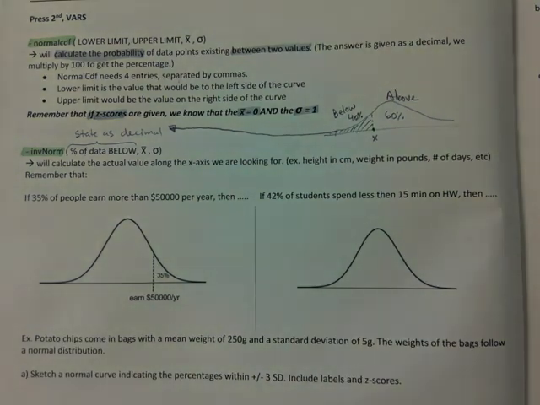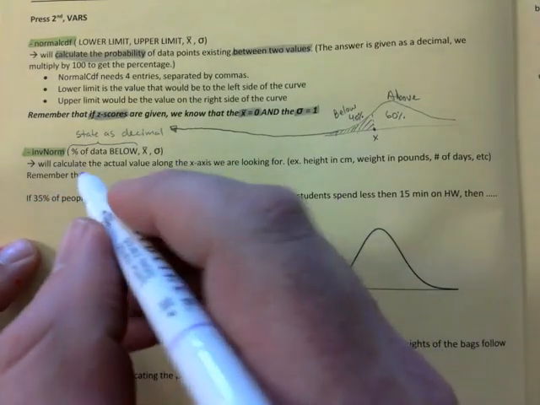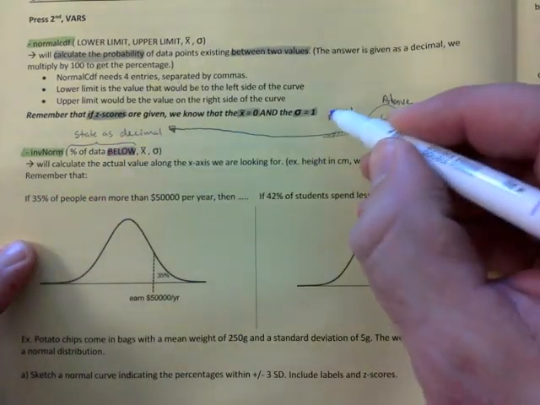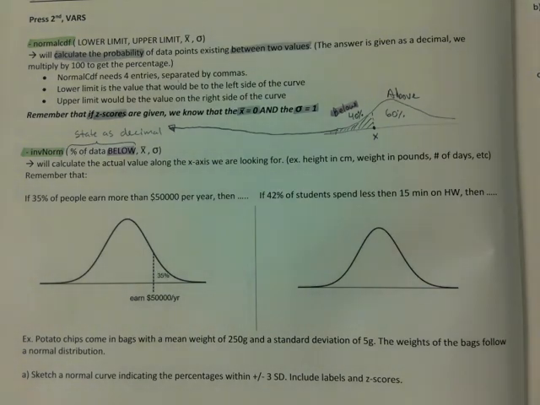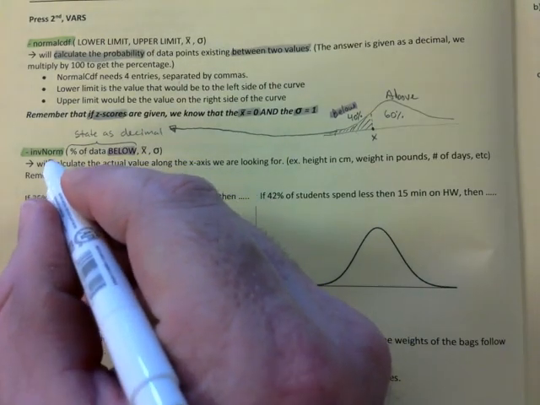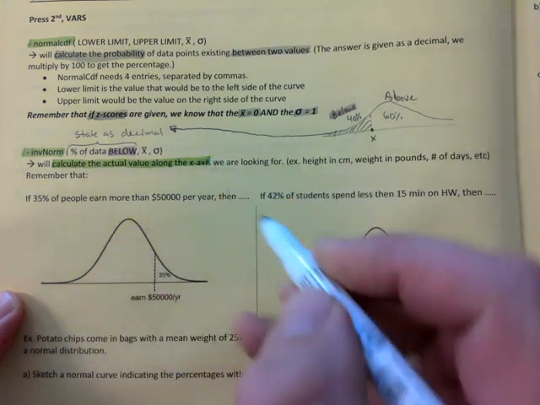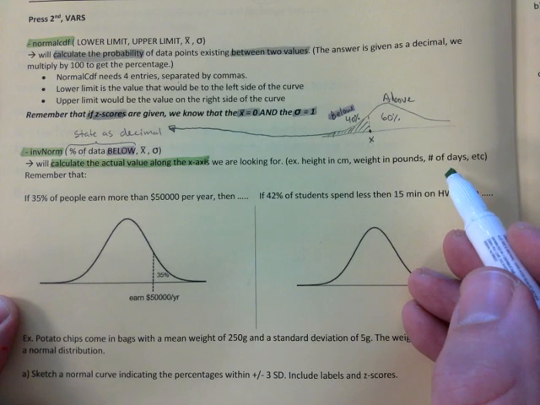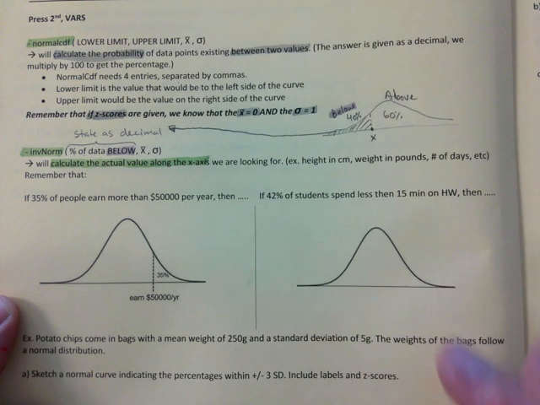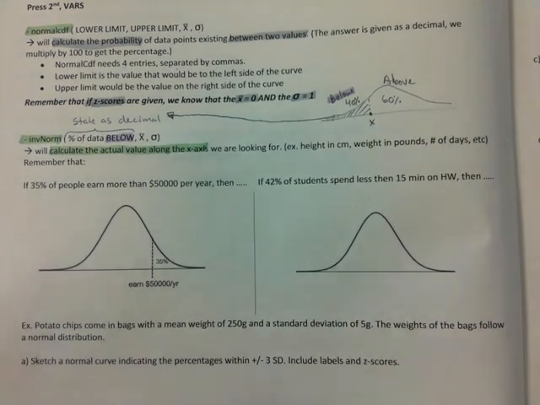Okay. So very, very important, it has to be stated as a decimal. So we'll calculate the actual value, right? It calculates the actual value along the x-axis we're looking for. So it could be height, it could be weight, number of days, it could be milliliters, you name it. And here's an illustration.